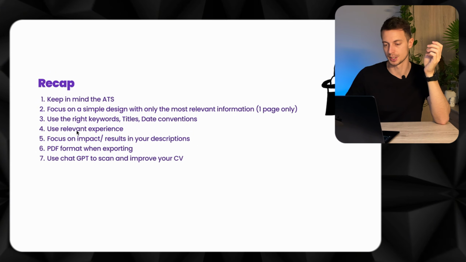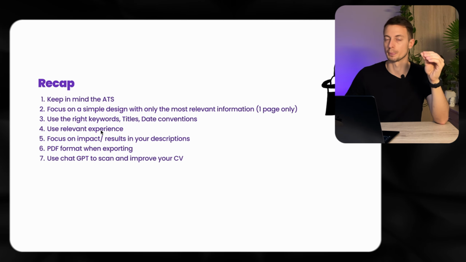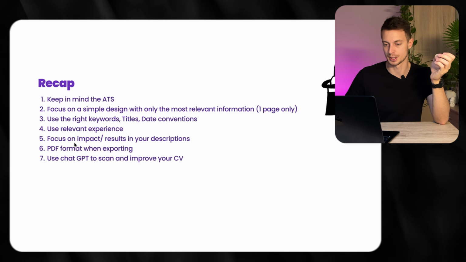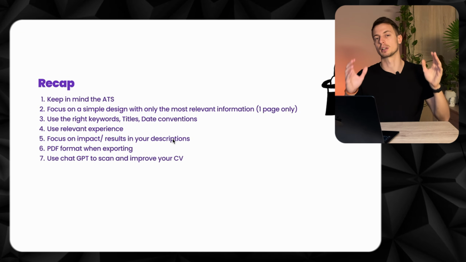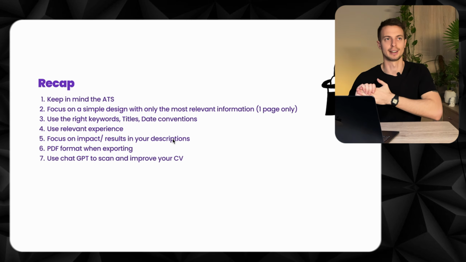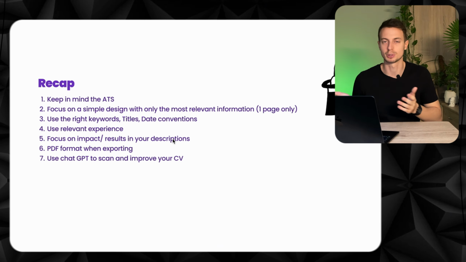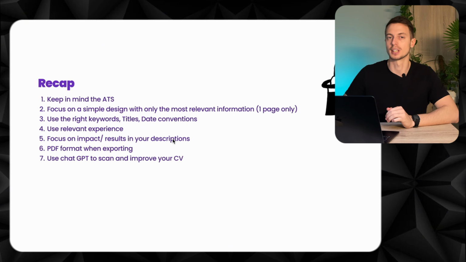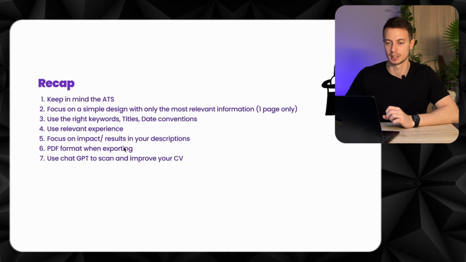Use relevant experiences, which are related to UX UI design to some degree, or use your project experiences if you don't have actual working experience. Focus on impact and results in your descriptions, and you are allowed to kind of bullshit a little bit, right? I don't want to say straight out that you have to lie, so don't lie, but you still want to put yourself in the best light possible. Use a PDF format and use ChatGPT to scan and improve your CV. That's it.